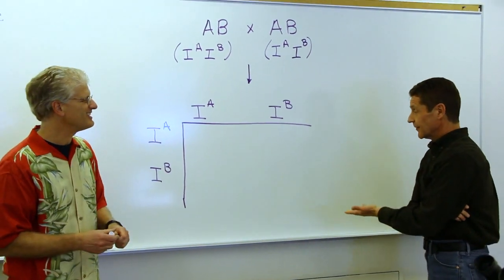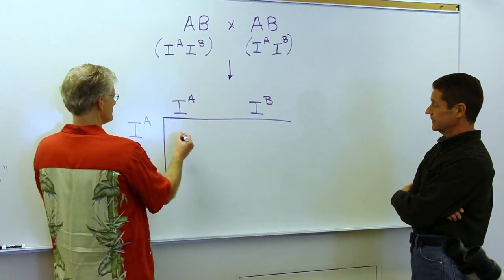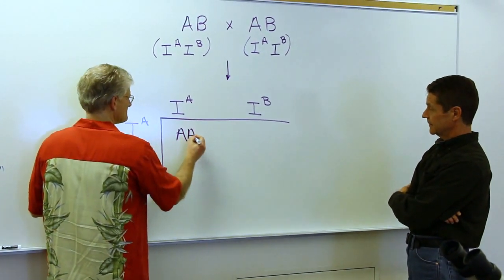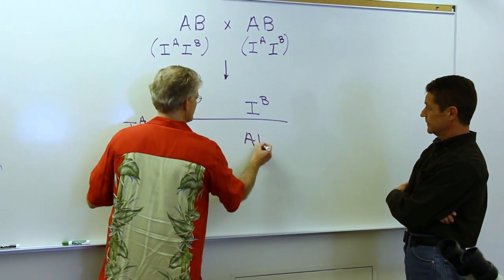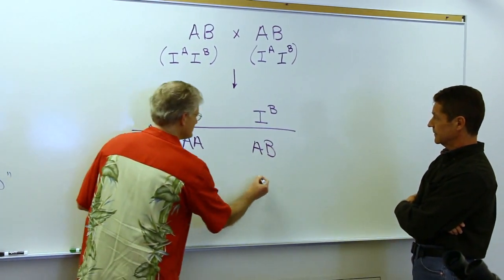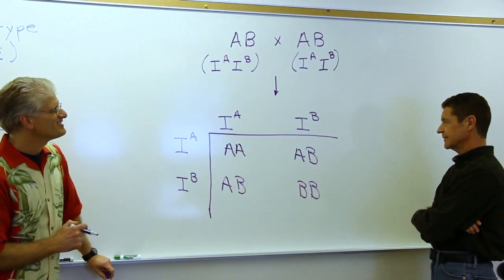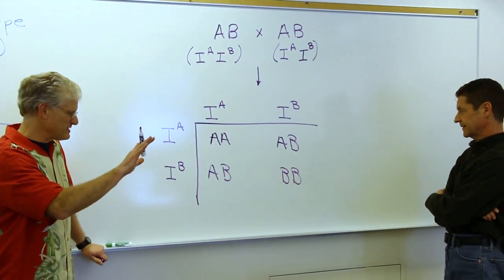3 to 1. Well, that's what Mendel said. Let's see what we get. Let's see what we get of his rules. So, this would be AA. This would be AB. This is AB. And this is BB. There we go. Breaks the rule. Let's not throw Mendel out right now.